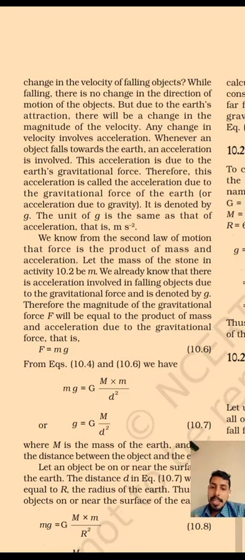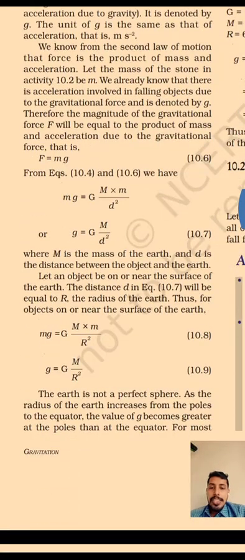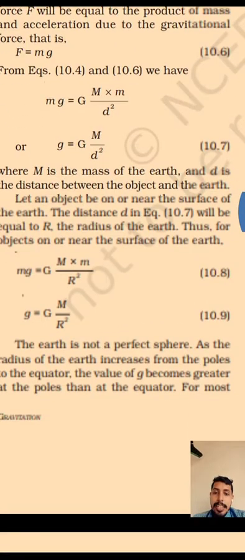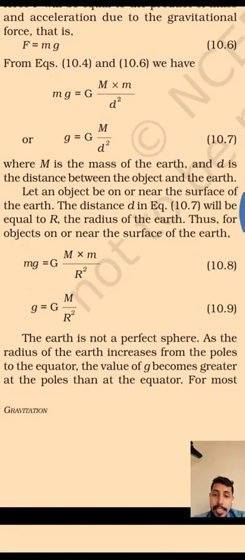Here the earth is not a perfect sphere, as the radius of the earth increases from the poles to the equator.